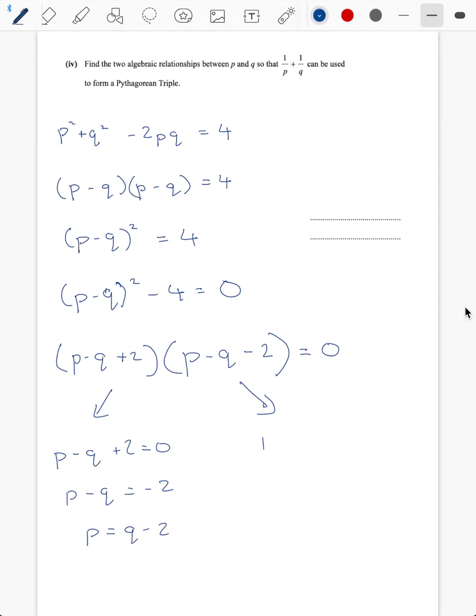And over here we've got p minus q minus 2 is equal to 0. P minus q is equal to 2, so p is equal to q plus 2. So we've got two answers. P is equal to q minus 2, p is equal to q plus 2. And there we go, with quite a tricky finish to this, but this is how you piece it together, using the kind of clues they're giving you along the way in order to piece it together and then apply it into a different context.